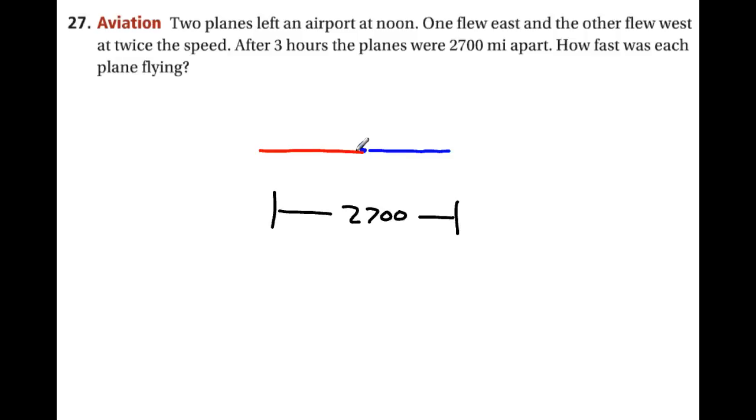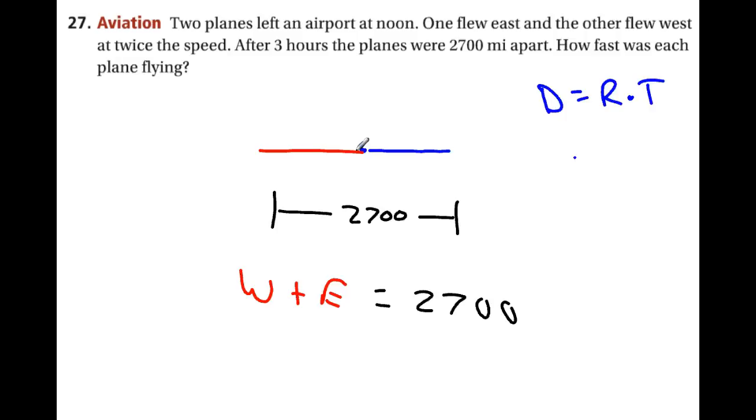So in a perfect world, what we'd like to know is what's the distance of my east flying plane and what's the distance of my west flying plane, which I have in red, and put those together should be 2,700. So basically, west plus east should equal 2,700. Well, how do you find the distance that a plane travels, or for anything travels for that matter? Well, what you need is to understand that distance equals rate times time.